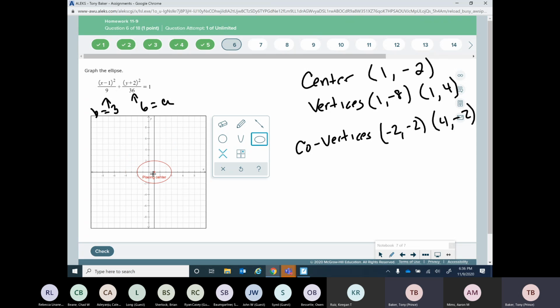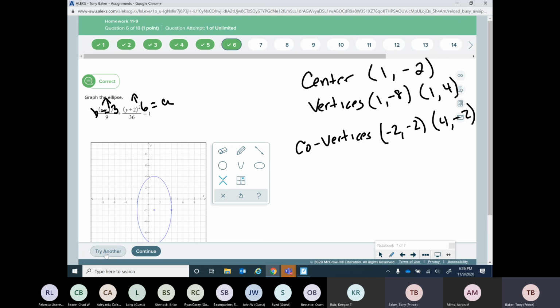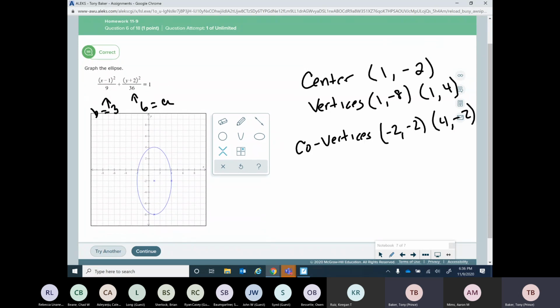So my center is at 1, -2. My vertex is at 1, -8. And my co-vertex is at 4, -2. Any questions where I got those pieces from?